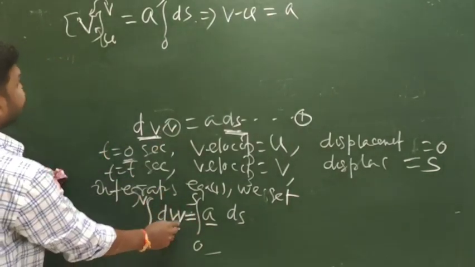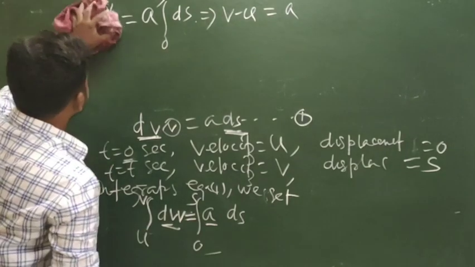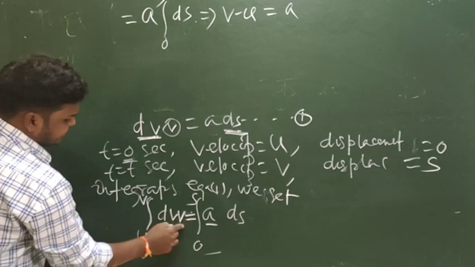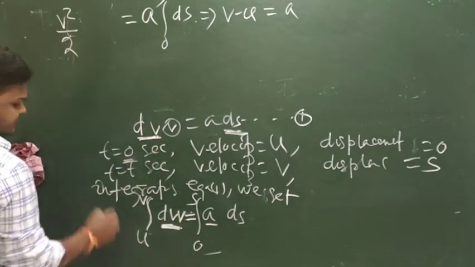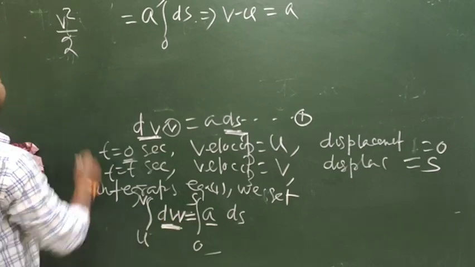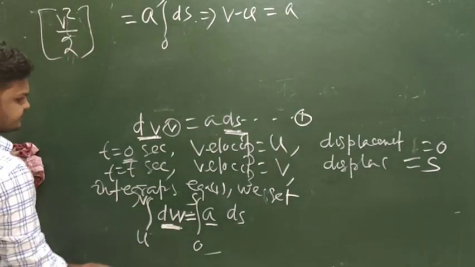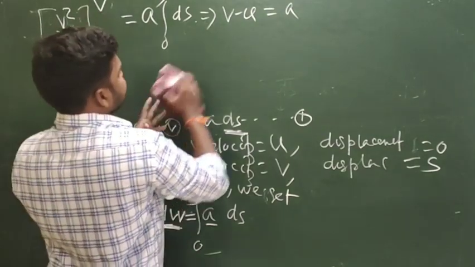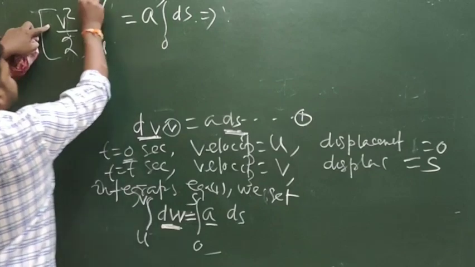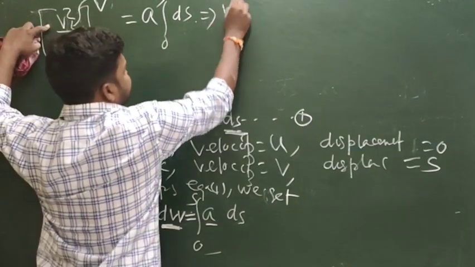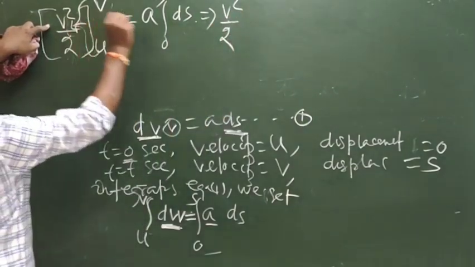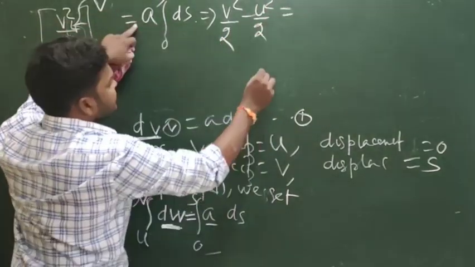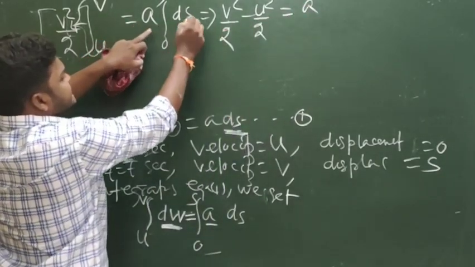On the left side, the integration of v dv will be v square by 2, with the limit u to v. Putting the higher limit, it is v square by 2, and using the lower limit, it is u square by 2. That is equal to a ds, with integration only of ds.